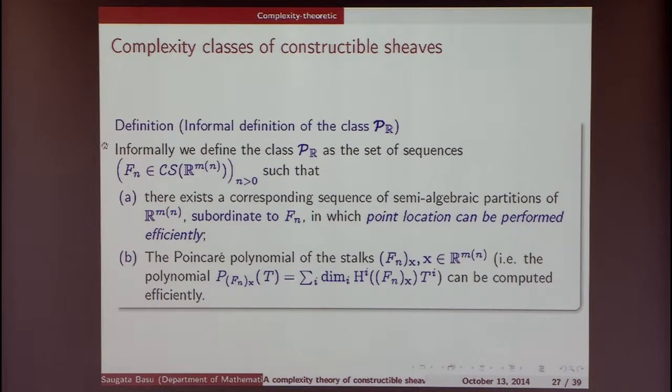Okay, and by the way, I must say that this definition is not completely standard. In work of Peter and Felipe, and also my work on previous theorems like the Toda-type theorem that Maurice referred to, this kind of thing was there. But no one took the plunge to actually define complexity classes of sheaves. So that's what I'm trying to do.